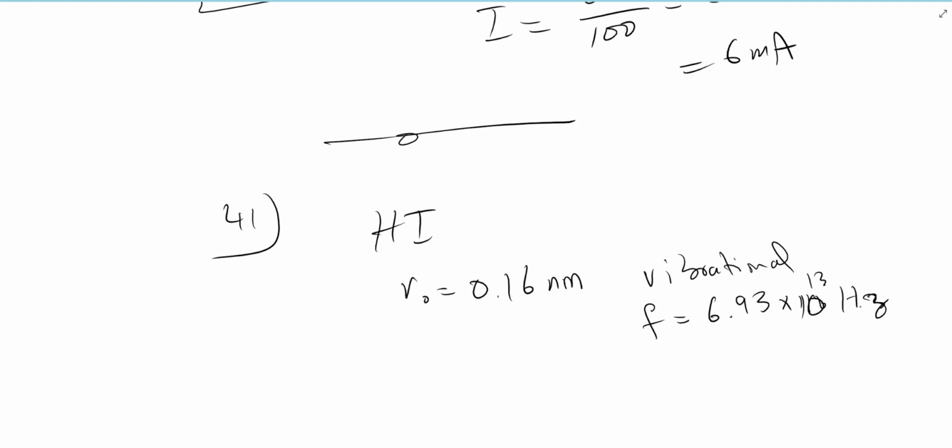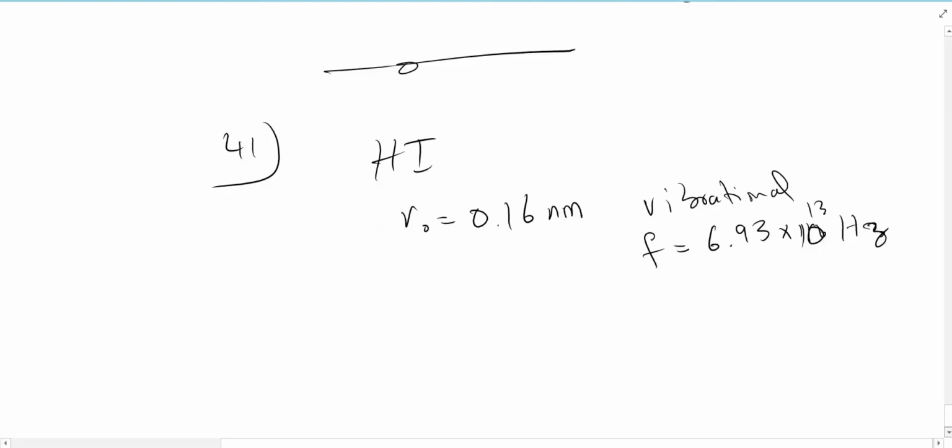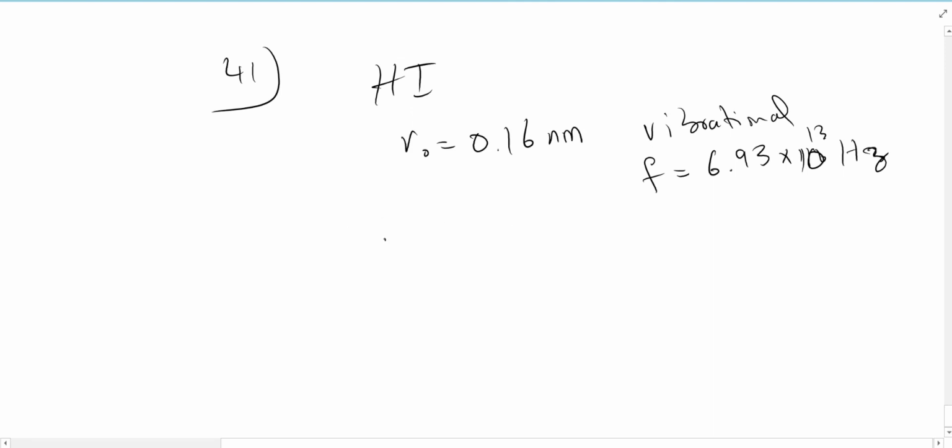The mass of a hydrogen atom is given. This is how the molecule would look: you have a hydrogen on this side and the iodine on this side, and the separation between them is R0, and the masses are given. This mass is 1.67 times 10 to the negative 27, and this mass is 2.11 times 10 to the negative 25 kilograms. Calculate the moment of inertia of the hydrogen iodide.